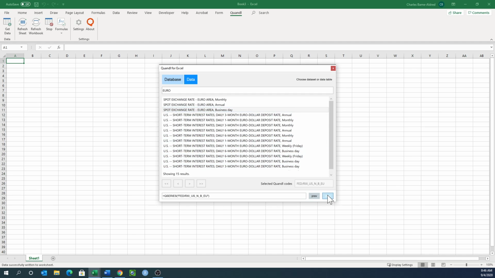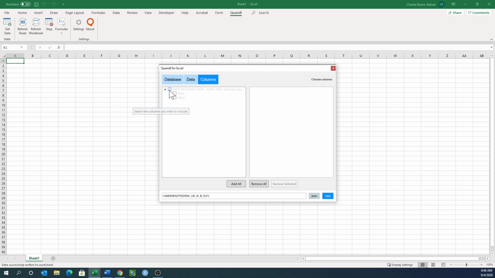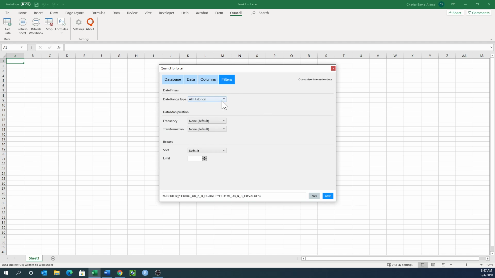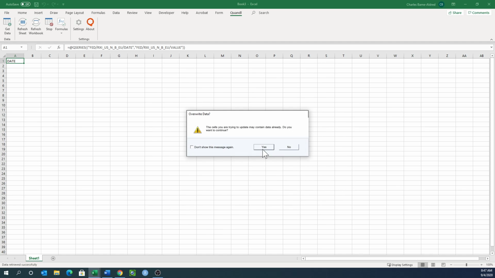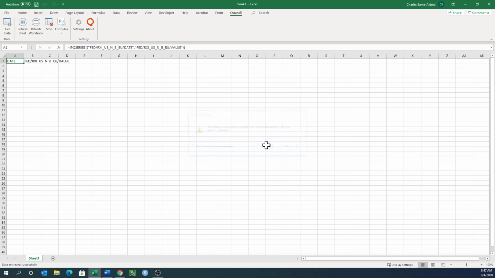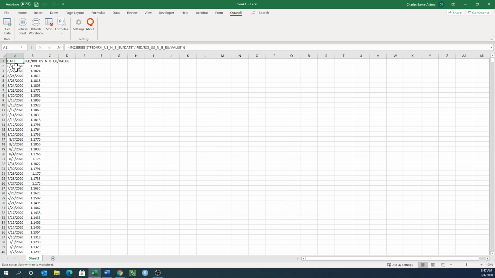So let's click Next. We want not only the date, but we also want the value. So these are going to be the 2 column headings, the business day date and the business day value. Let's click next. I want all the historical. We can put that into a specific range, but I want to look at everything. Why not? And we'll click next. I want it in this cell, and I want the headers and the dates. Insert. Generally, we'll always ask, do you want to continue? And I do. And you can see now this is the euro rate.